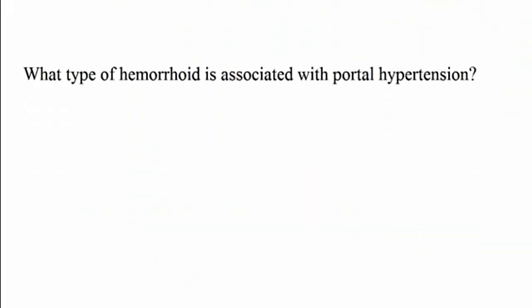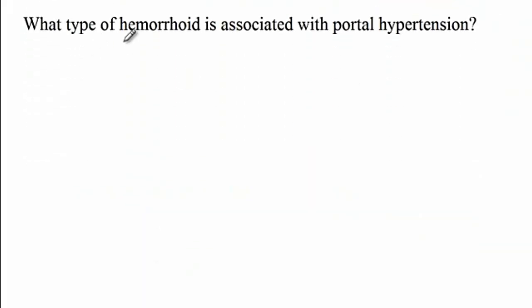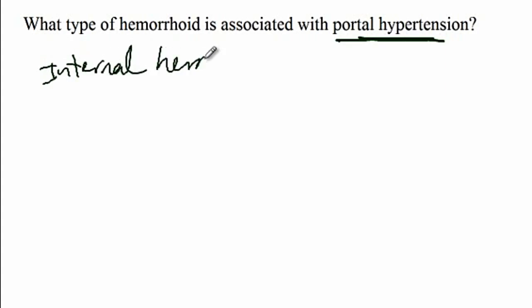Now one question that I would like to ask you is, what type of hemorrhoid is associated with portal hypertension? So if a patient has portal hypertension, what type of hemorrhoid can develop in that patient? And the answer is internal hemorrhoid. So the drainage of blood for the hemorrhoid above the pectinate line is via the superior rectal vein, and superior rectal vein is part of the portal venous system. So due to the portal hypertension, these patients can develop internal hemorrhoids.